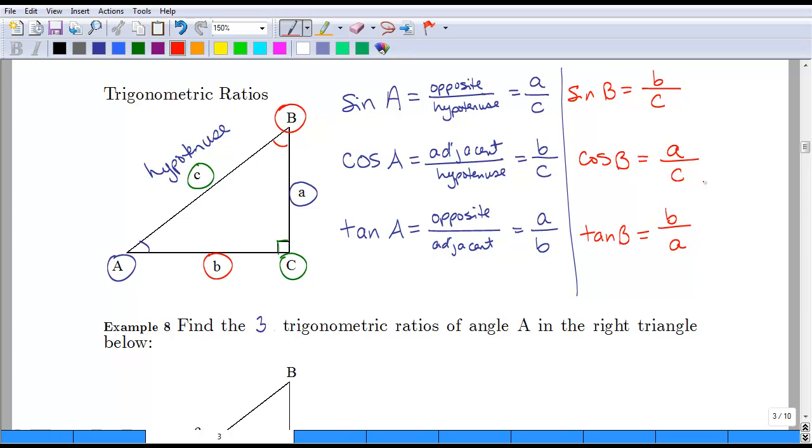One thing you might have noticed is that sine of A is the same as cosine of B, and this is on purpose because these two angles are complementary, and we'll talk about that a little bit later on. But because these are complementary, that's actually where the co in cosine comes from. This is the complementary sine, or the sine of the complementary angle.